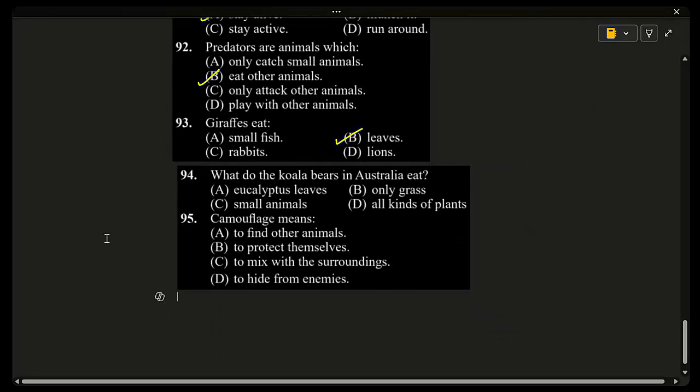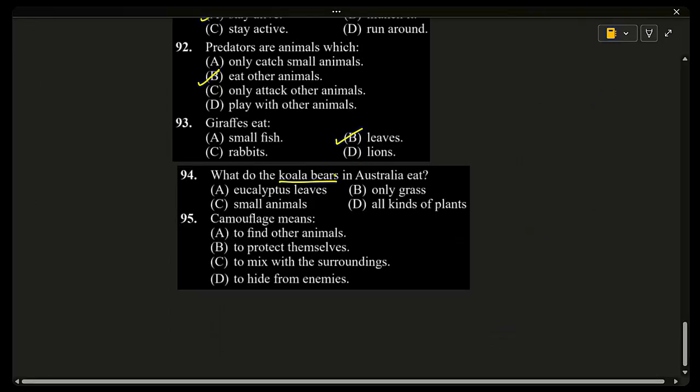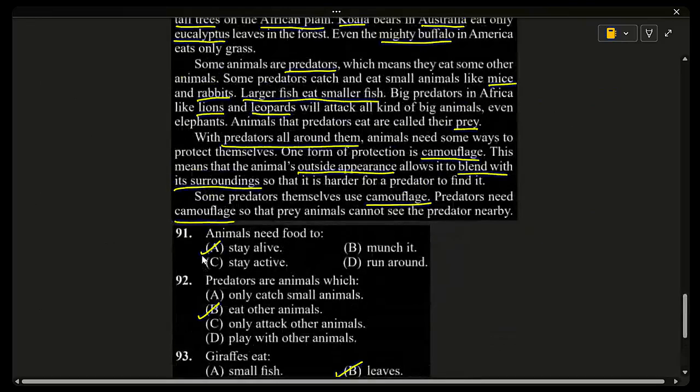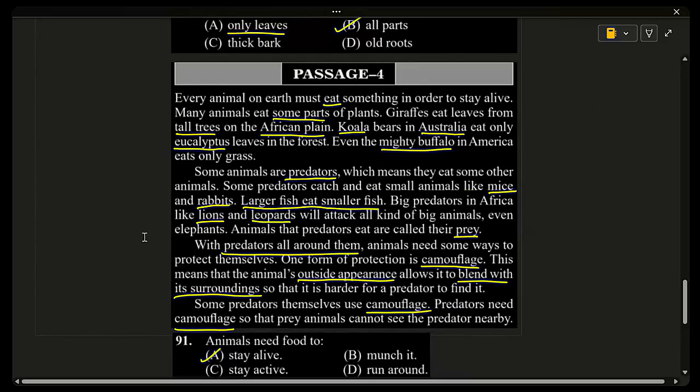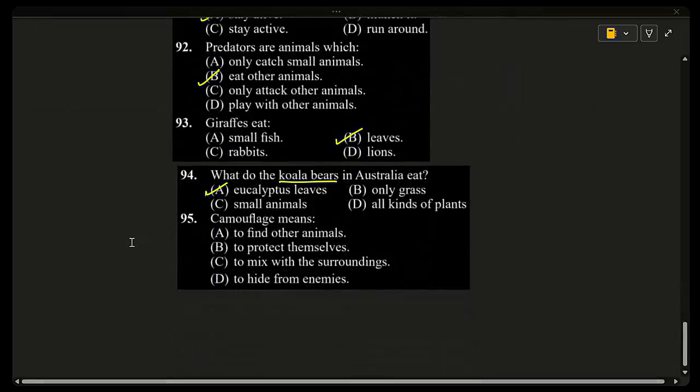What do the koala bears in Australia eat? Koala bears in Australia eat... We have seen in the passage. Yeah, eucalyptus leaves, option A. Only grass, small animals, all kinds of plants? It's there in the passage also. I'll show you. Koala bears eat eucalyptus leaves in Australia. Here, eucalyptus leaves in the forest. So that is option A.